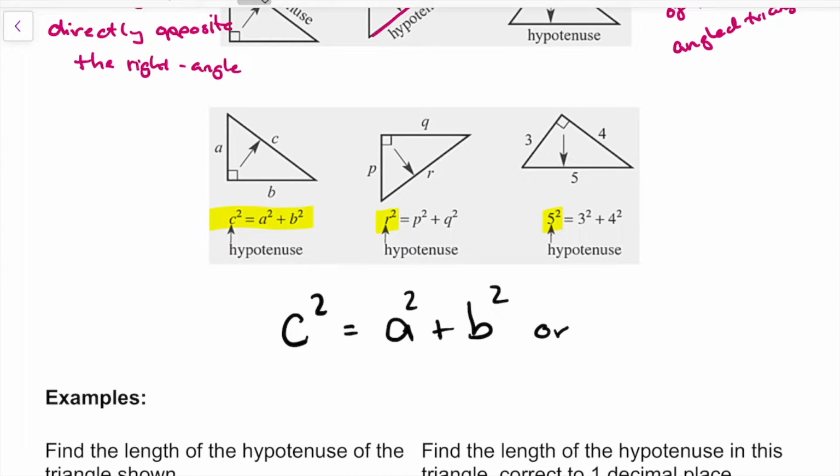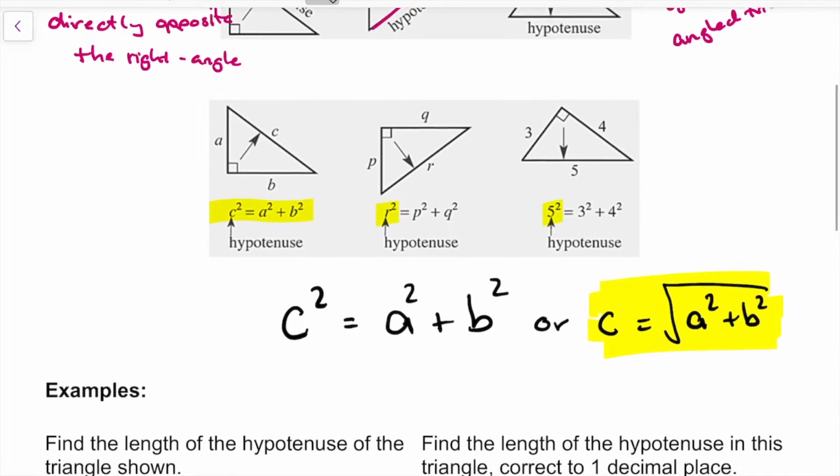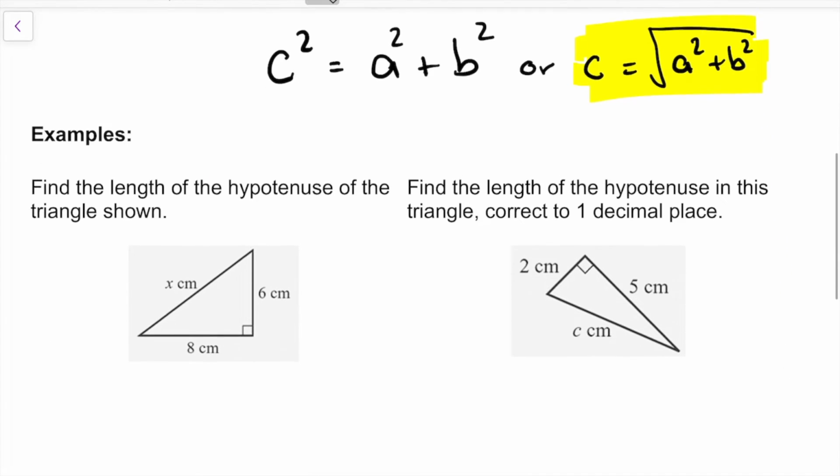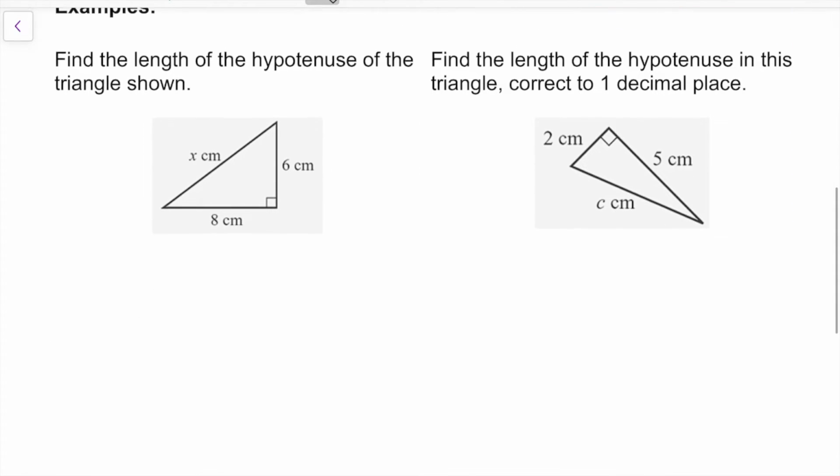But you can also say that c, just c on its own, is the square root of a squared plus b squared. And it's probably going to be a bit easier to work with that one. Now we're just dealing with the hypotenuse in this video, so let's get going into some examples. We only have 2 today, so it should be nice and easy.